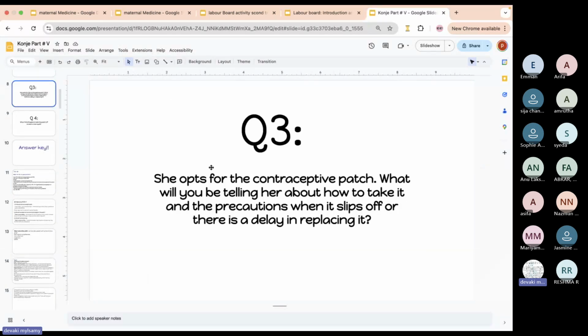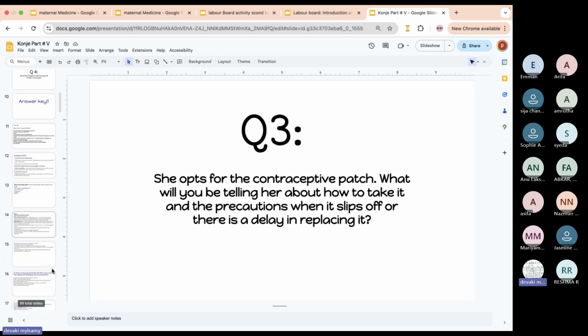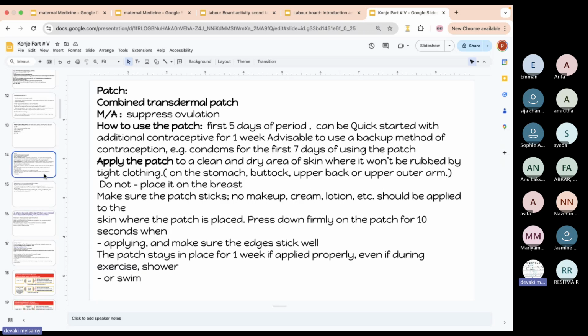Now, question 3: she opts for the contraceptive patch. What will you tell her about how to take it, and precautions when it slips off and there is a delay in replacing? So this is all about the patch. The mechanism of action is that it suppresses ovulation. How to use it? First, you have to apply it within the first 5 days, or it can be quick started at any time during that month, but additional contraception for 1 week is important, which is very important pre-ovulation.